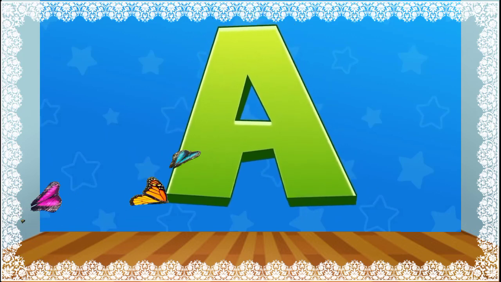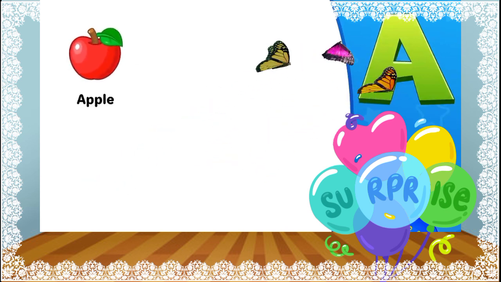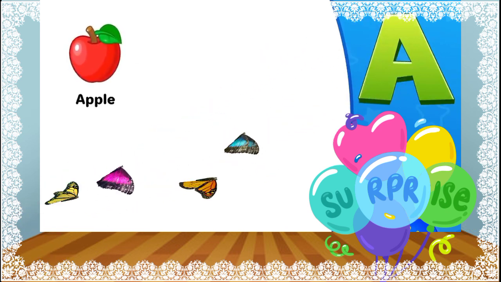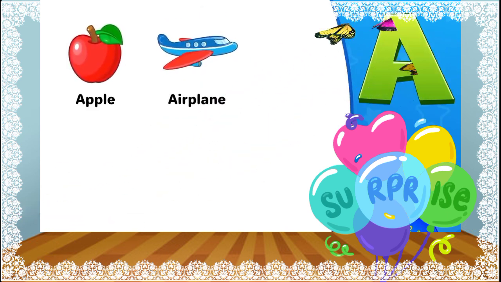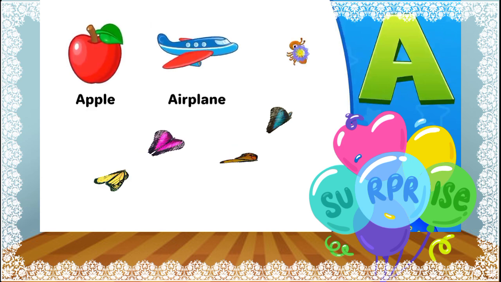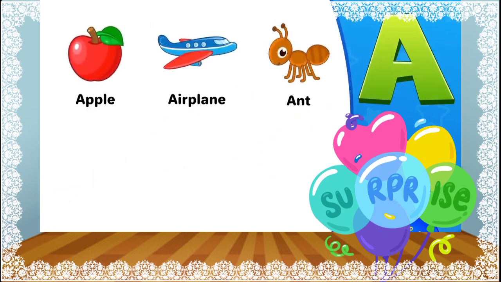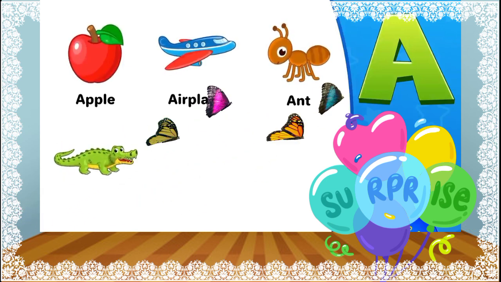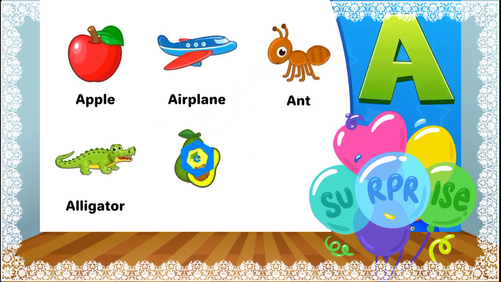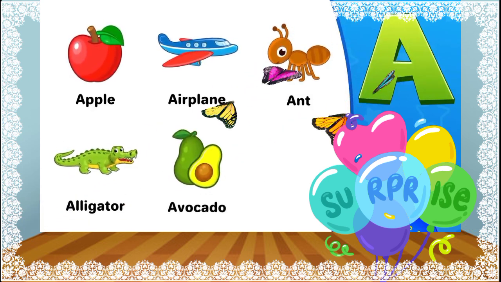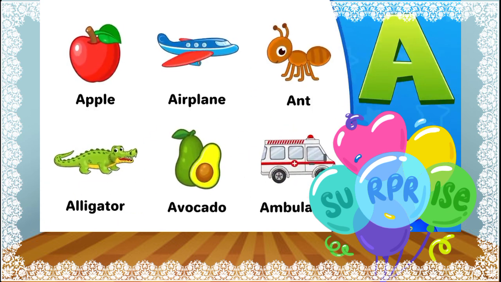A. A is for apple. A is for airplane. A is for ant. A is for alligator. A is for avocado. A is for ambulance.